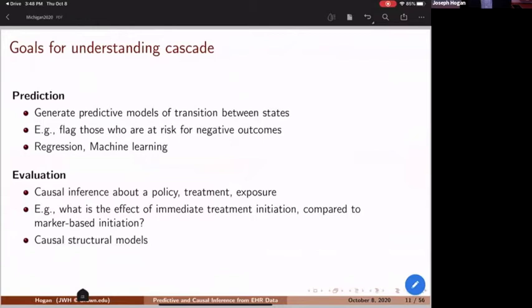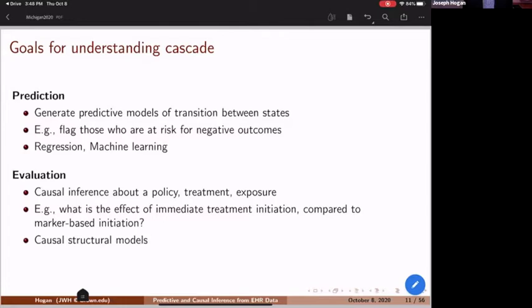The policymaker types and the epidemiology types and the clinical types that I collaborate with actually want to use this framework to answer a lot of different questions. In fact, if you just do a Google search on HIV care cascade, it'll bring up an enormous number of papers published in the literature. And I think the reason I divided goals of inference into prediction and predictive inference and causal inference is because you can almost divide those papers into those that have predictive goals versus evaluation goals. On the prediction side, a lot of folks are interested in generating predictive models of transition between states.